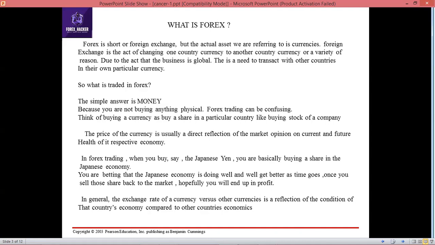Due to the fact that business is global, there is a need to transact with other countries with their own particular currency. What is this trying to say? The word Forex is short for foreign exchange.